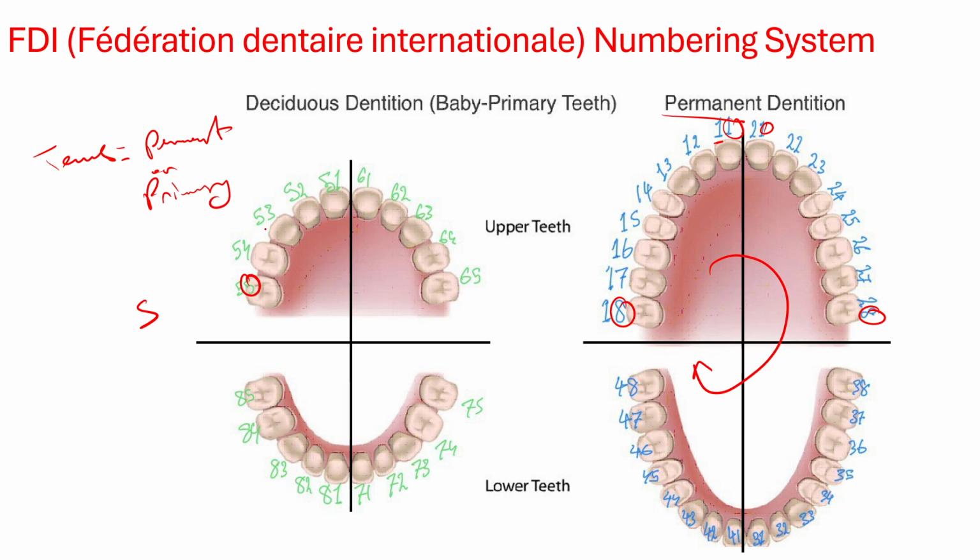So 5-1, 5-2, 5-3, 5-4, 5-5, then 6-1, 6-2, 6-3, 6-4, then 7-1, 7-2, 8-1, 8-2. That's how it always goes. Again, the same as the permanent dentition, it goes in a clockwise manner.